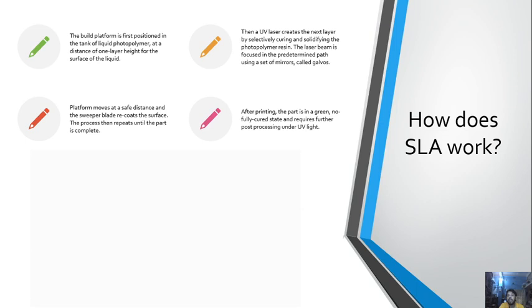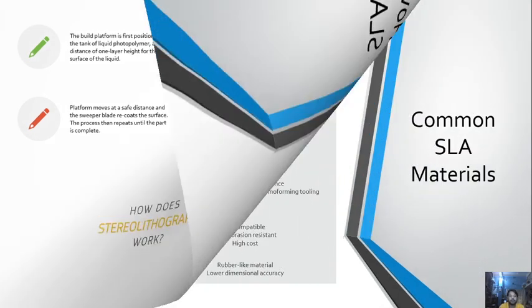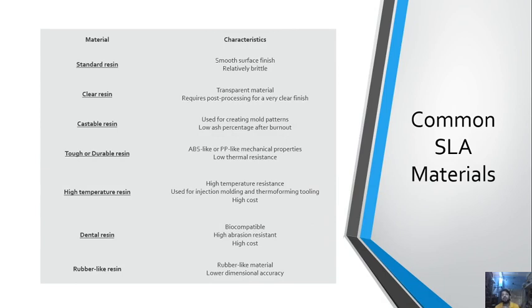This is because the materials that are produced with SLA are made of thermoset polymers as opposed to the thermoplastics that FDM uses. So these are the most common SLA materials that we use in our day-to-day usage: the standard resin, clear resin, castable resin, durable resin, high temperature resin, dental resin, and these are the characteristics of the materials that are used in SLA printing.